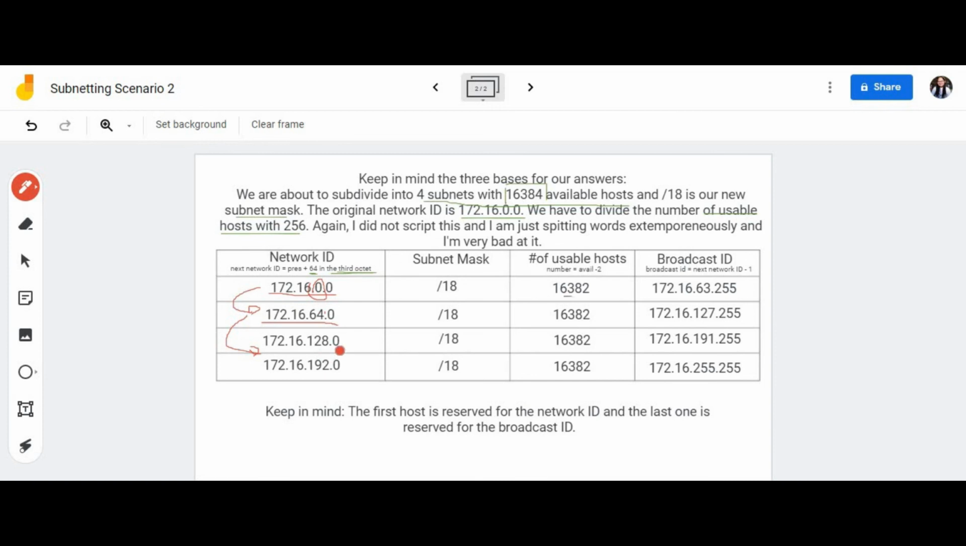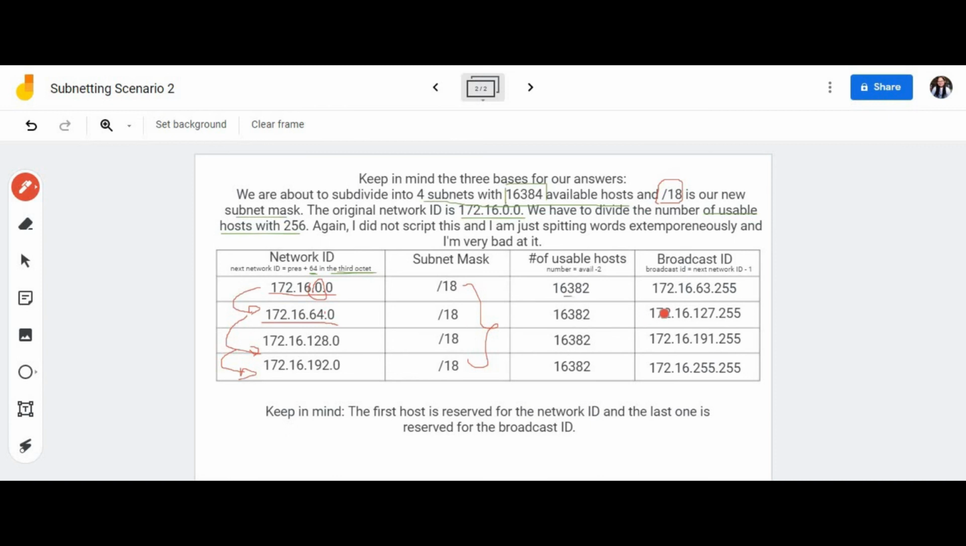Now to get the other one, of course, we're going to do another simple math. 172.16.128.0 is our next network ID, and the last one will be 172.16.192.0. Again, these are all the same. You already saw the pattern with the other table in the other scenario. So for the subnet mask, we already got our new subnet mask, which is /18. So it's just one and the same.